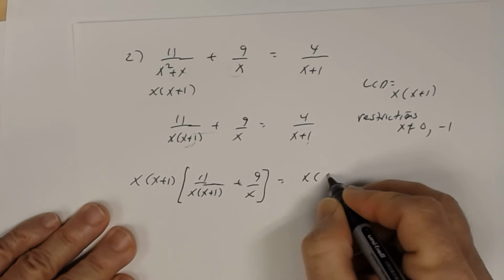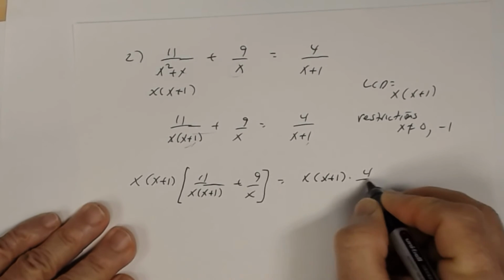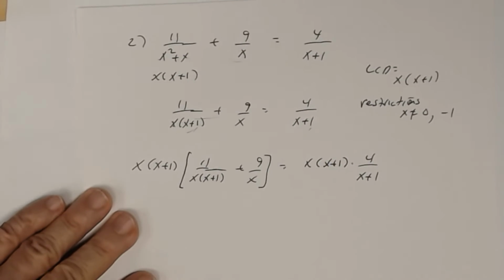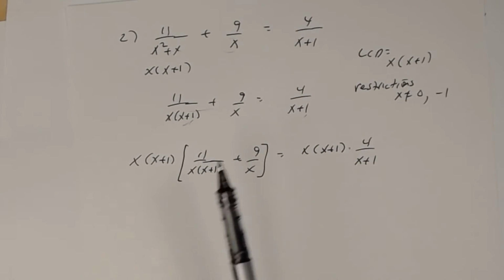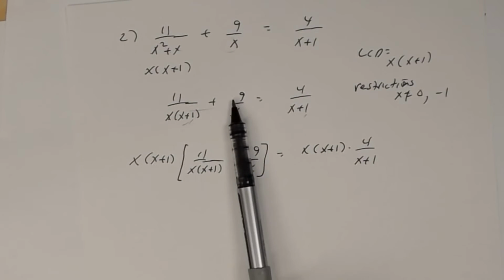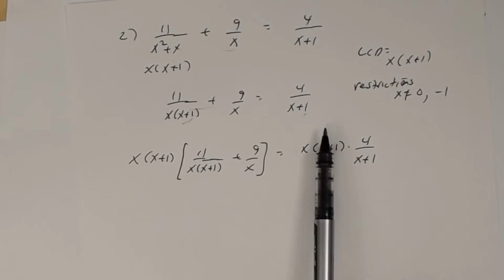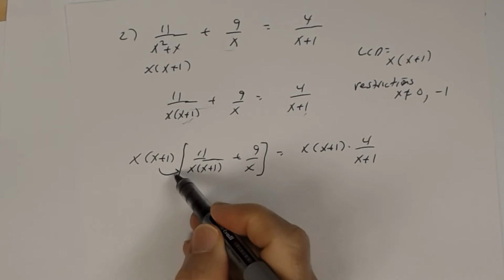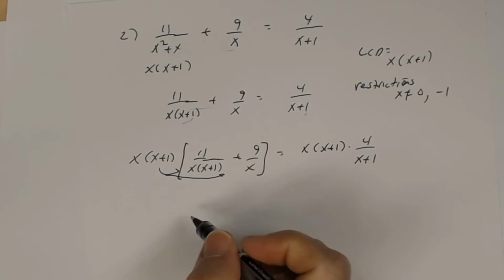I'm just going to say x times x plus 1 times 4 divided by x plus 1, just like that. Okay? So all I did was I multiplied the left side by the LCD and the right side by the LCD. Now, be careful. You've got to distribute here. Okay, don't reduce because you're going to mess up.